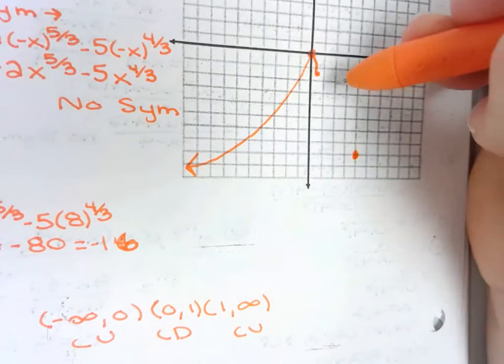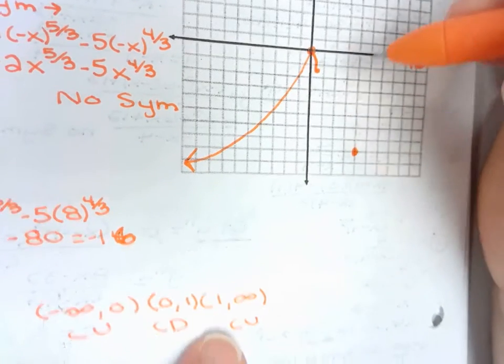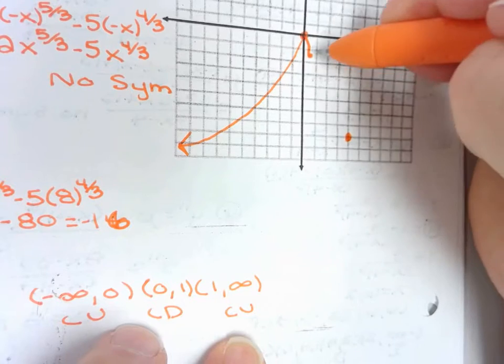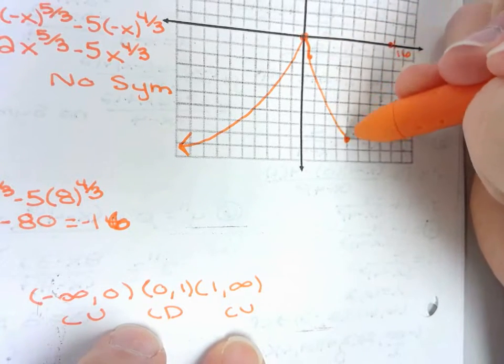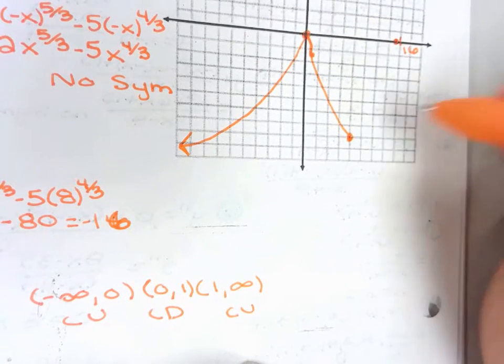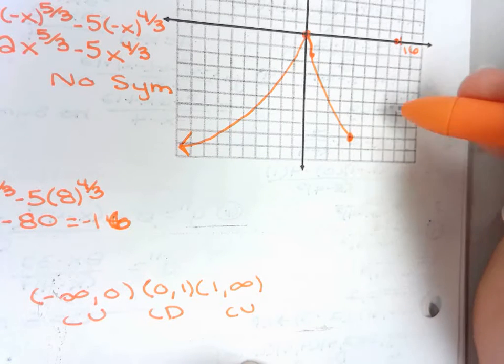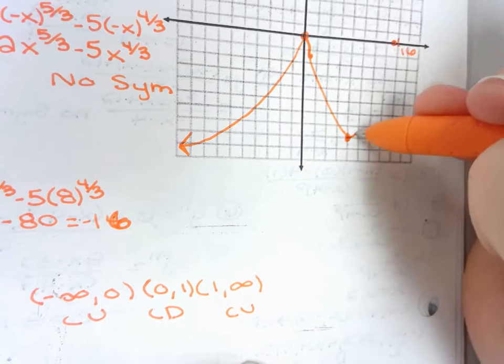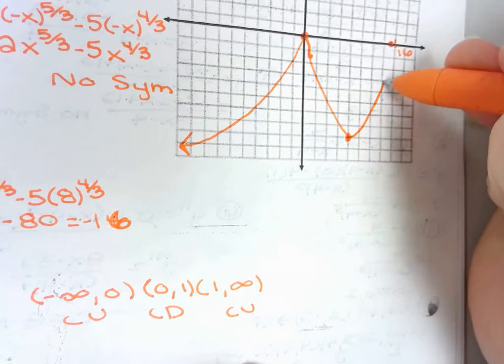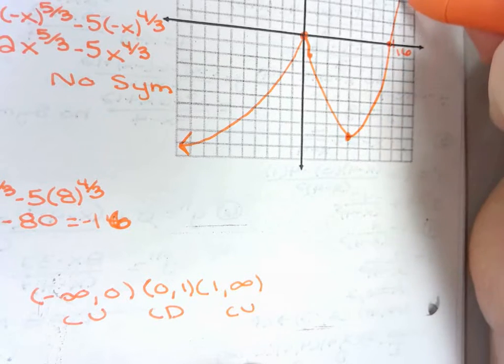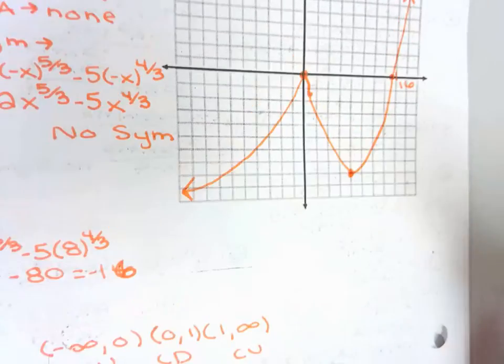I'm still decreasing from 1 to 8, but from 1 to infinity I'm concave up, so I'm going to switch to a happy face. From 8 to infinity, I am increasing, and I'm still concave up. And it has to cross at 15 point something. So something like that.